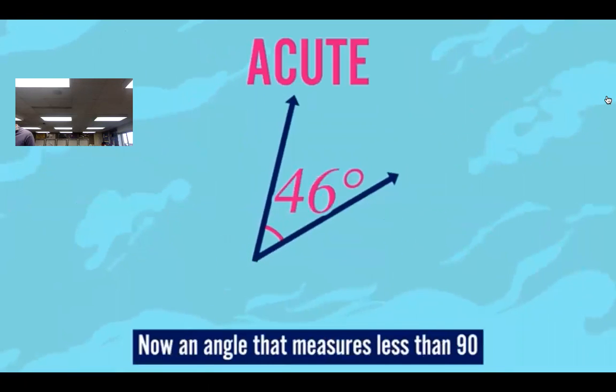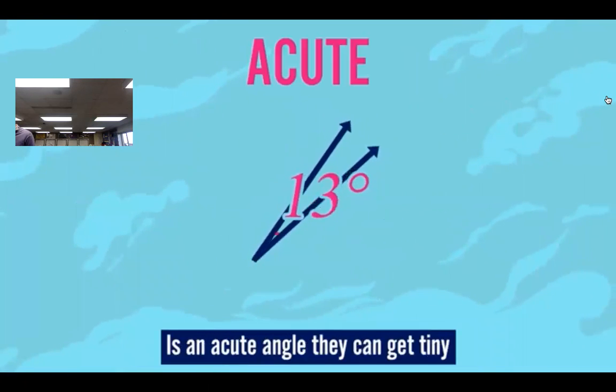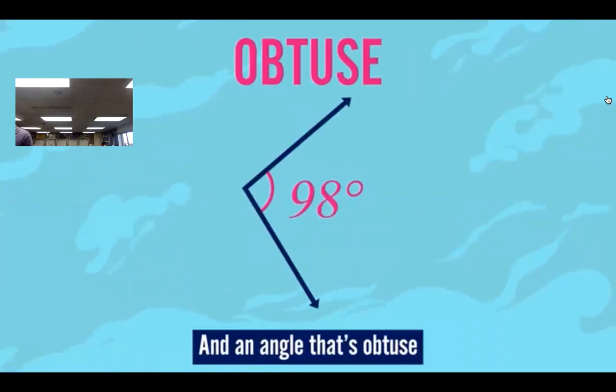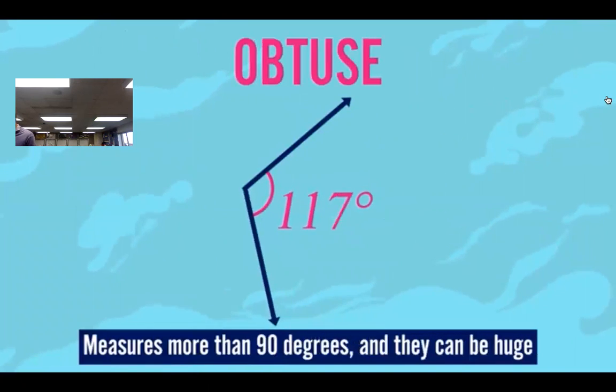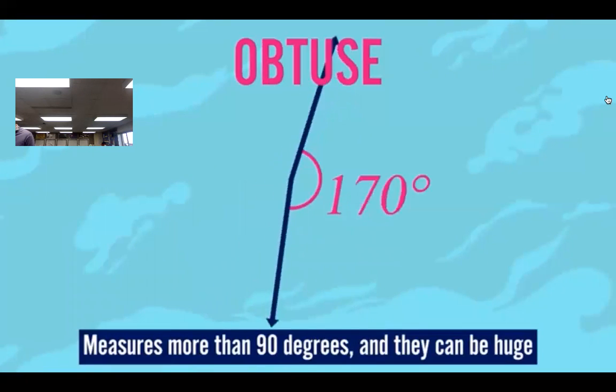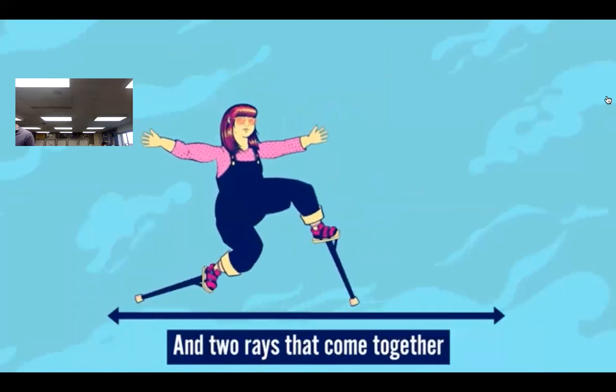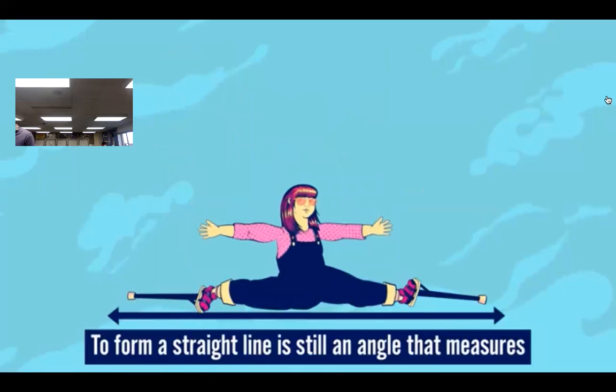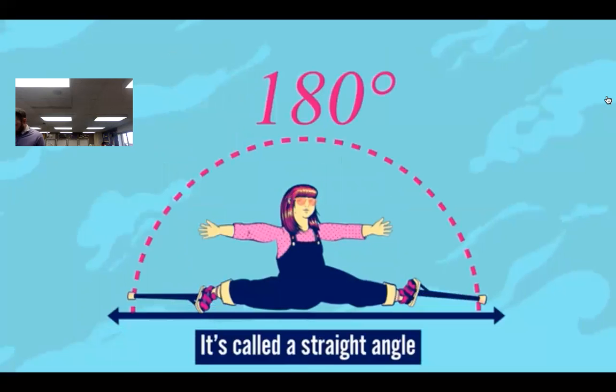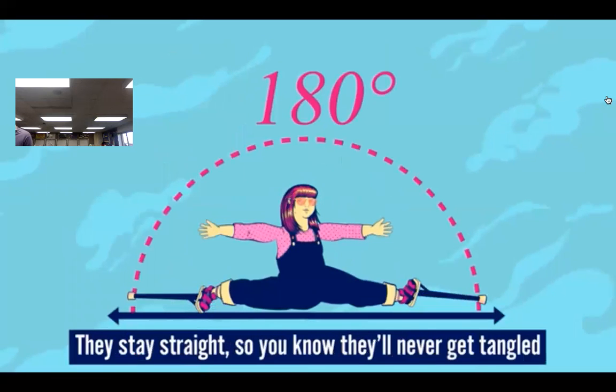Now an angle that measures less than 90 is an acute angle, that could get tiny. And an angle that's obtuse measures more than 90 degrees, and they could be huge. And two rays that come together to form a straight line is still an angle that measures 180 degrees. It's called the straight angle. They stay straight so you know they'll never get tangled.